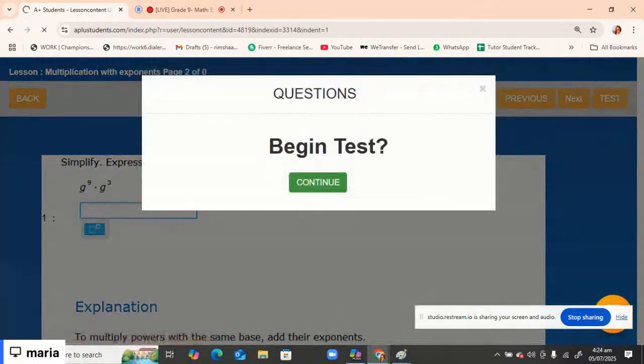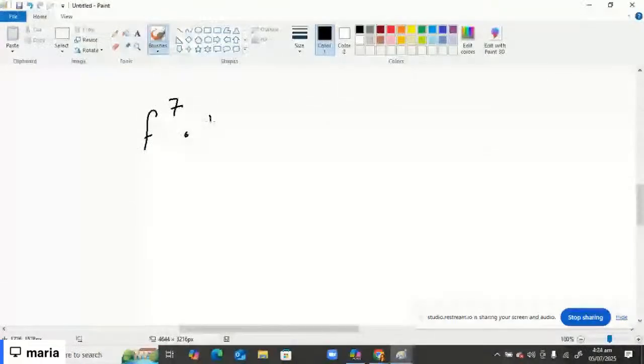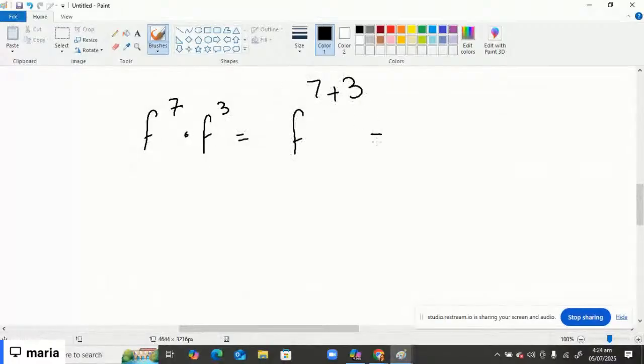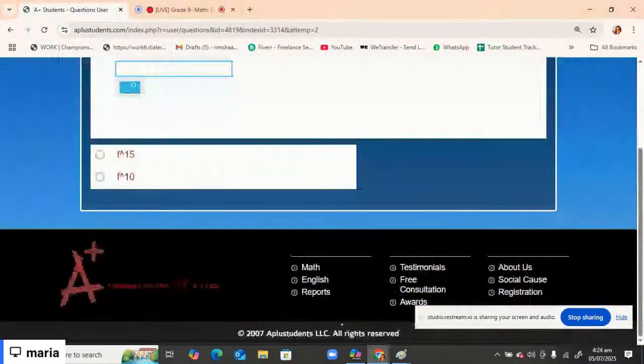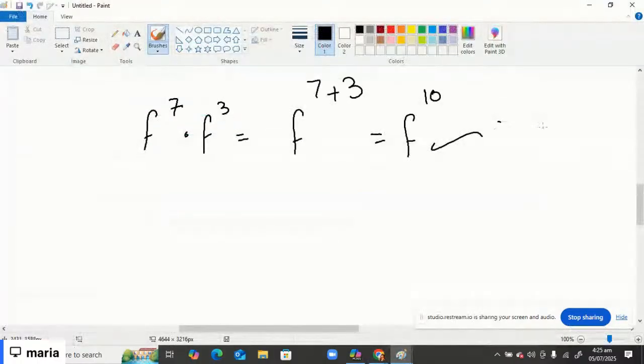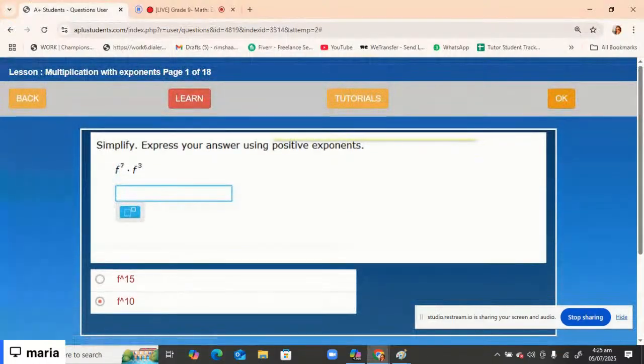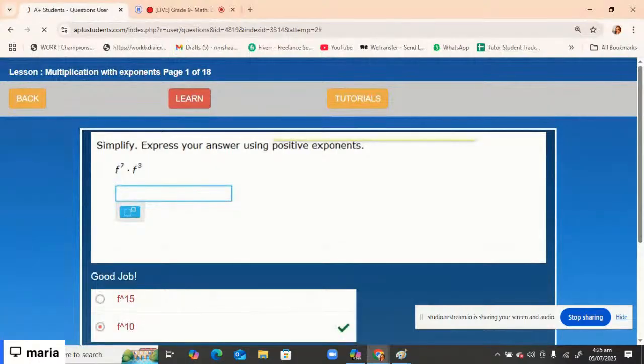Okay, let's do some test questions. F power 7 dot f power 3. Same thing we follow. How can we solve it? Bases are same, so just add their powers. So f power 10. Here is the answer, f power 10. So we go with f and then the power. This sign shows the power. F power 10, and let's go with it. Here is the right answer.